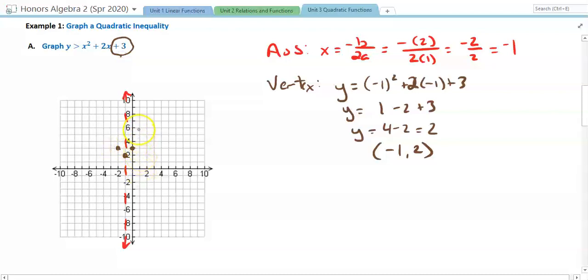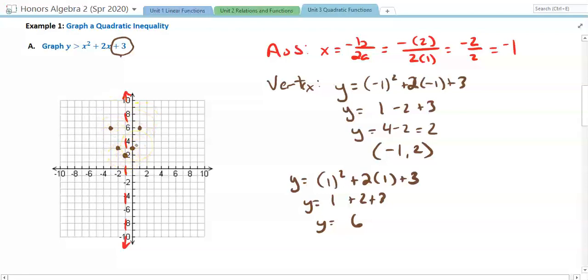Then I could plug in positive 1 to get one more point. Plugging in y equals 1 squared plus 2 times 1 plus 3, we get 1 plus 2 plus 3, which is 6. So from plugging in 1, we get 6 over here, and I'm 2 units away from the axis, so I'm going to be 2 units away this way at (negative 3, 6). This gives me my parabola here. We can see that U-shape starting to take effect.